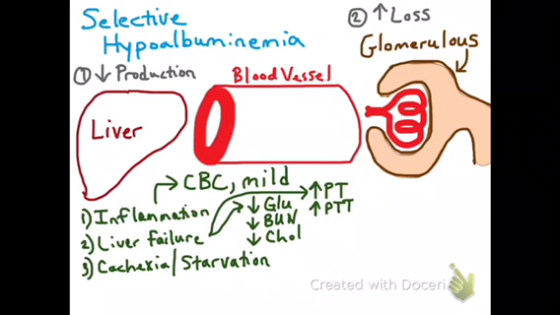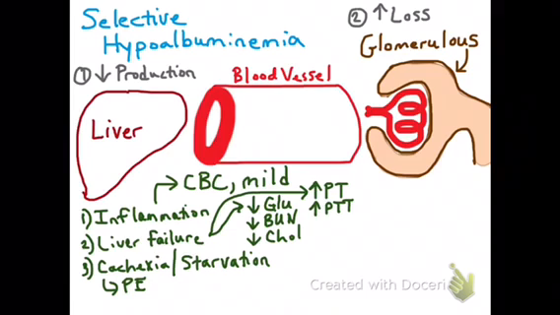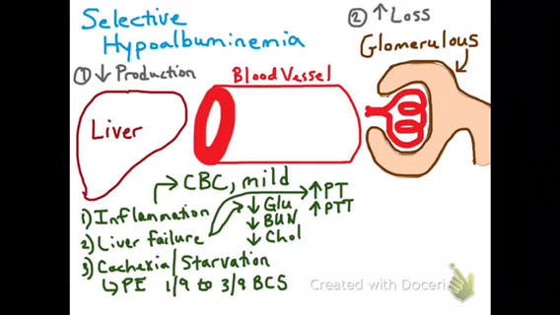To identify cachexia or starvation, we're really going to look at the patient, and on physical exam you'd expect to see a very poor body condition score. So in general it tends to be 1 or 2 out of 9 body condition score, and rarely it could get up to 3. Okay, so now I'm going to move over to increased loss.